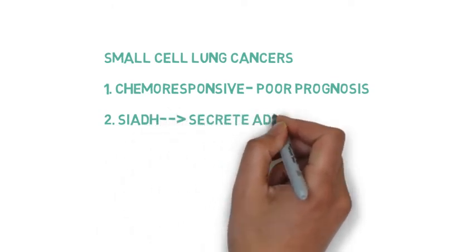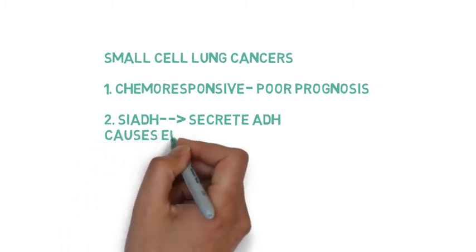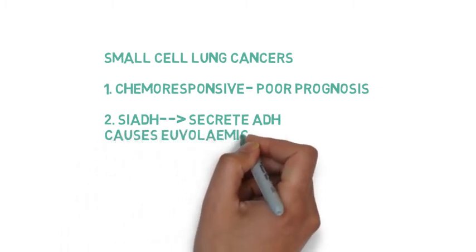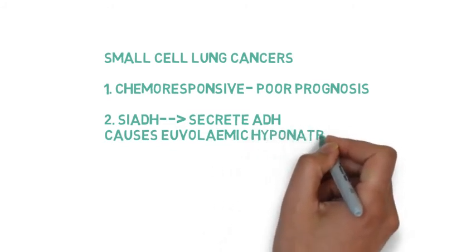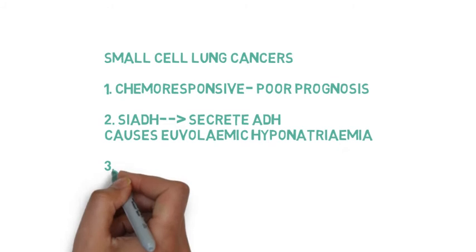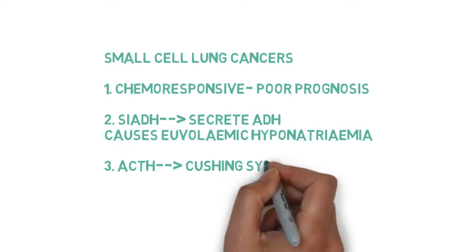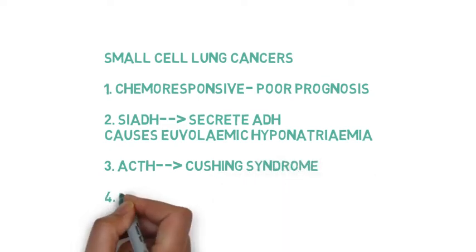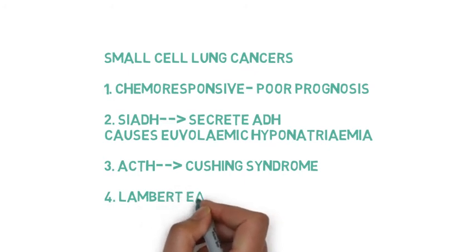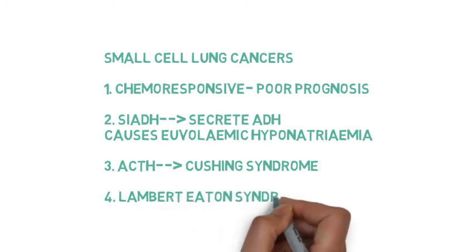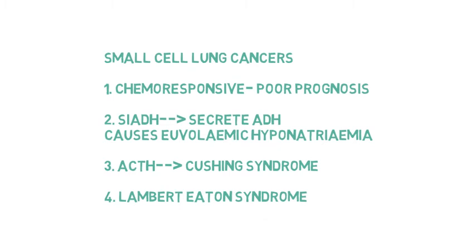Small cell carcinomas are associated with a lot of paraneoplastic syndromes, and they're associated with the secretion of ADH. Now this is a hormone normally secreted by the posterior pituitary, and the purpose of it is to absorb water from the collecting ducts. And this will give euvolemic hyponatremia, as water is absorbed and the sodium in the blood is diluted down.